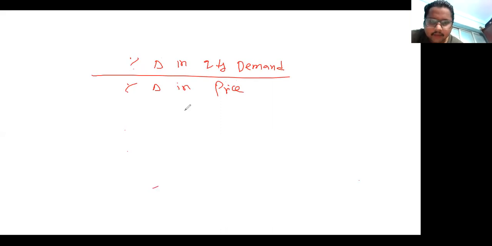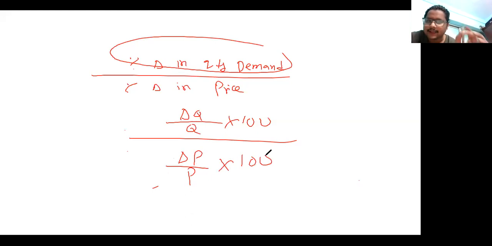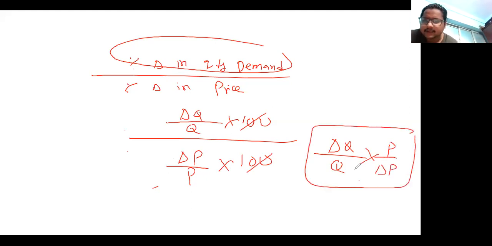So we can write like this: delta Q by Q into 100. This is how we can calculate percentage change in quantity demanded, and percentage change in price can be calculated by delta P by P into 100. So we can calculate percentage change in demand by percentage change in price using the percentage method in the following manner. This 100 cancels out. So we'll get delta Q by Q into P by delta P. So basically this is the formula under the percentage or proportionate method for calculating price elasticity of demand: delta Q by delta P into P by Q.